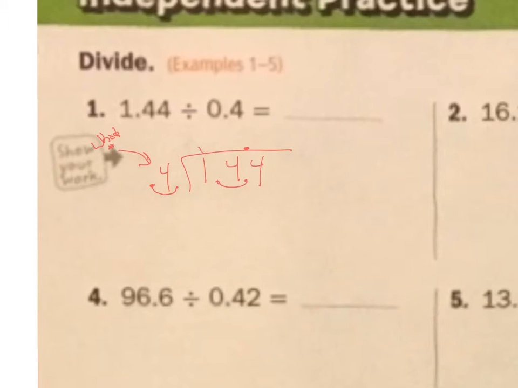4 goes into 1. It does not. 4 goes into 14. Let's say 3 times. Subtract it out. That's 2. Bring down my 4. 4 goes into 24 6 times. That's 24. Subtract, 0. No other numbers. My answer is 3.6. Okay.